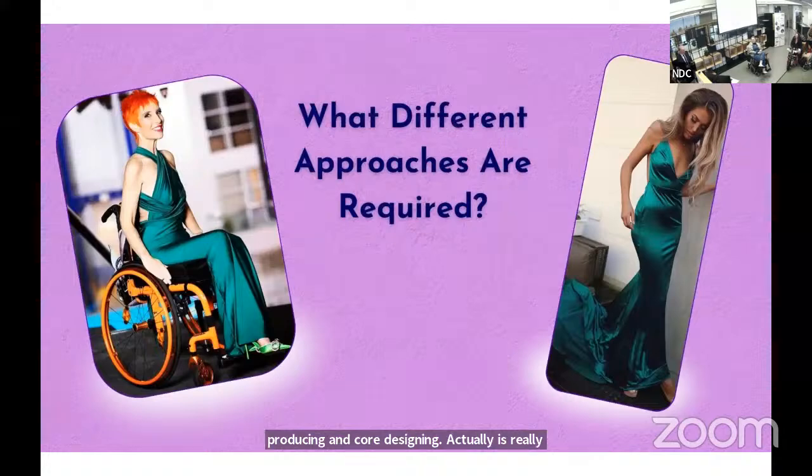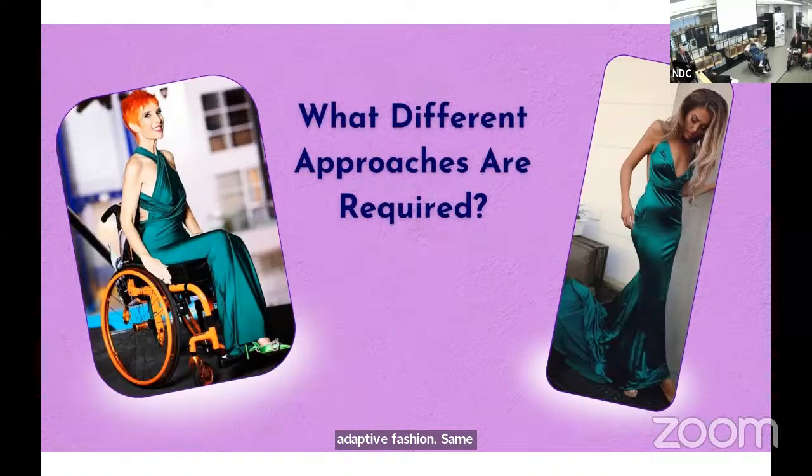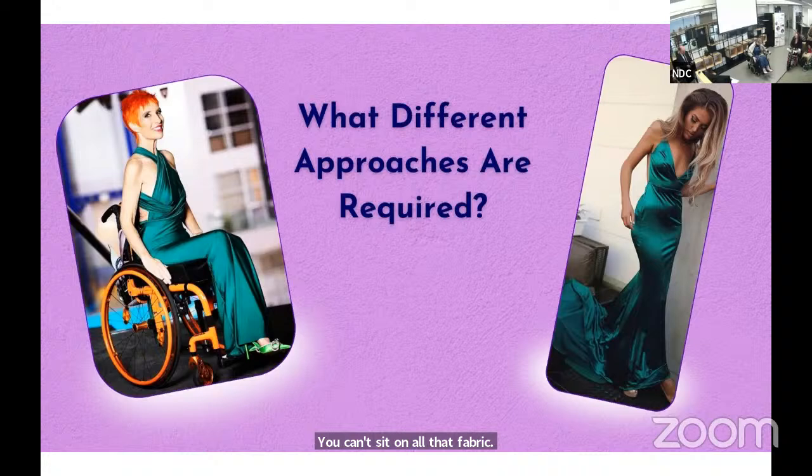So just an example of some of the things I've done with adaptive fashion. Same dress, but the issue is it's got what we call a mermaid's tail. Well, if you're in a wheelchair, that doesn't work for you. You can't sit on all that fabric. It would be on the floor. It would catch in our wheels.